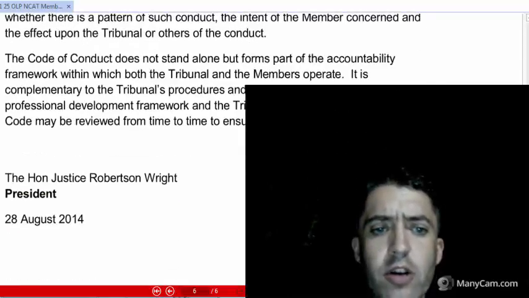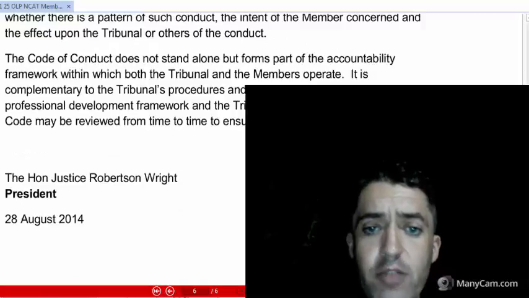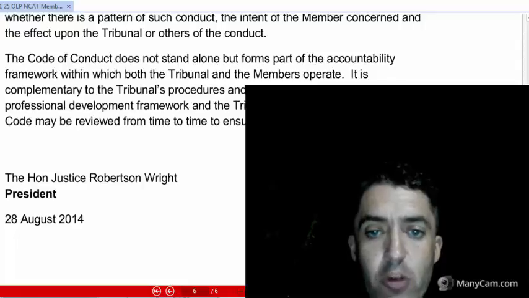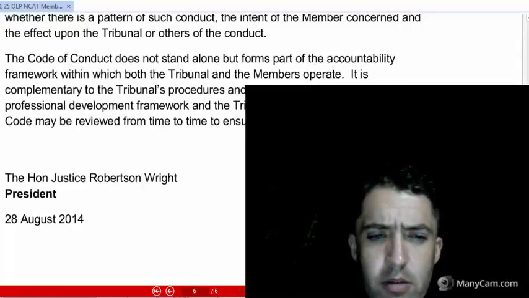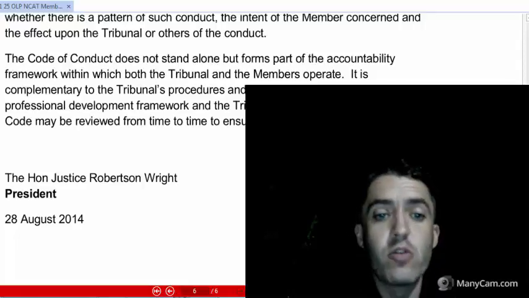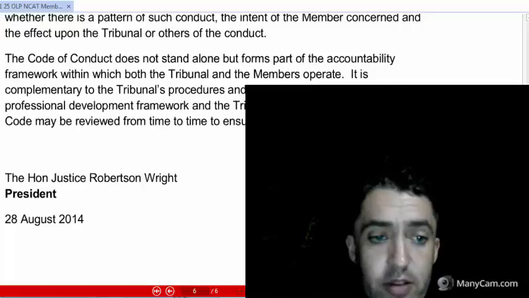The Code of Conduct does not stand alone, but forms part of the accountability framework within which both the tribunal and members operate. It is complementary to the tribunal's procedures and policies, including the member professional development framework and the tribunal's complaints process. The code may be reviewed from time to time to ensure its relevance.